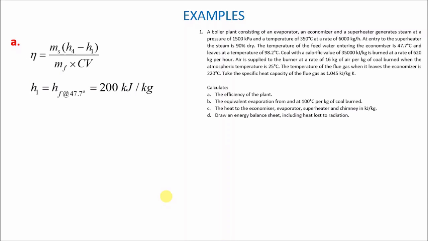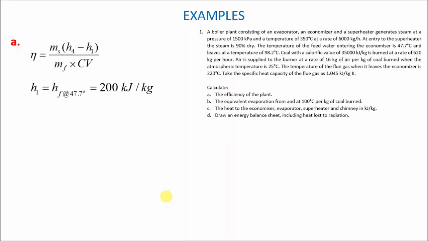First, H1 is equal to HF at 47.7 degrees. So you go on your steam tables and you look for the HF value at 47.7 degrees. Why is it that we're looking at HF? Because it's liquid enthalpy. H1 is the enthalpy of the water getting into the economizer, and the water into the economizer is still liquid. So the enthalpy that is contained in that water is an HF value, because HF is liquid enthalpy, or also referred to as sensible heat.